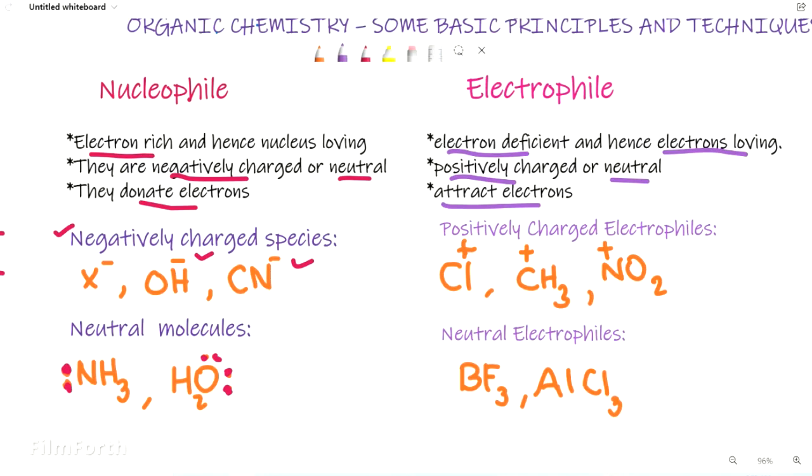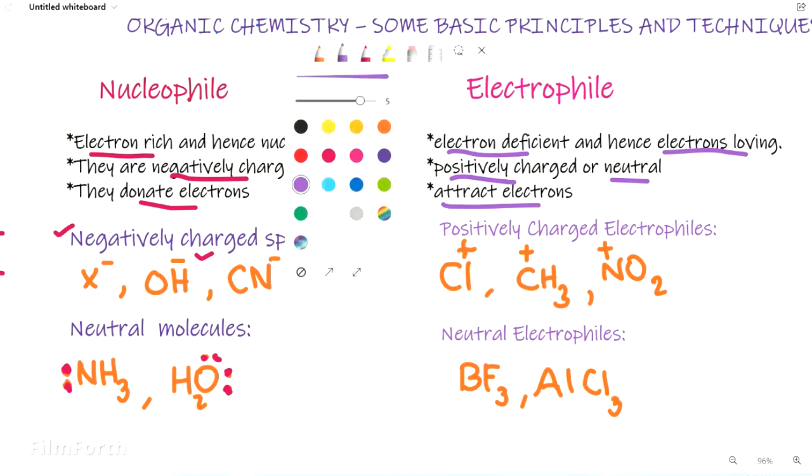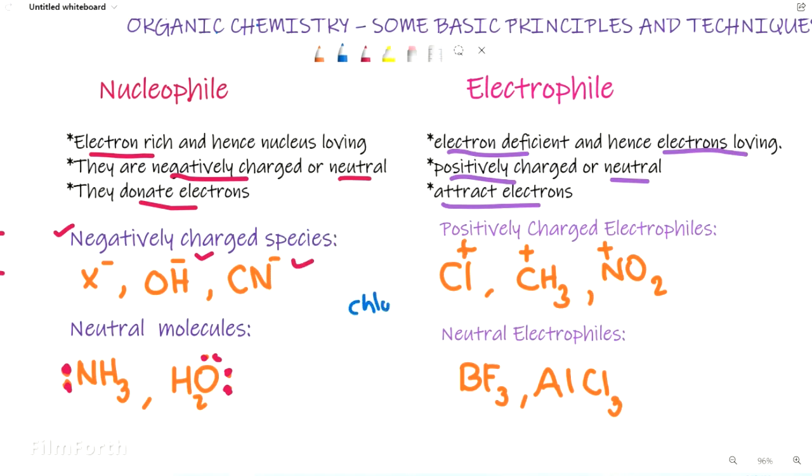Among positively charged electrophiles, we have the example Cl plus, which is called the chloronium ion. As you know, chlorine belongs to the halogen family. If it has a negative charge, we call it a nucleophile. But if chlorine has a positive charge, it means it is lacking an electron in its octet. So this is called the chloronium ion, which can act as a positive electrophile.